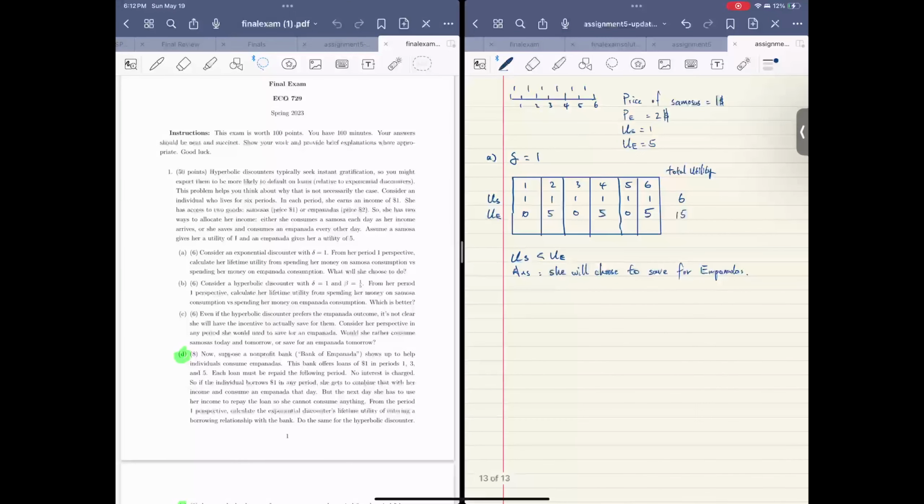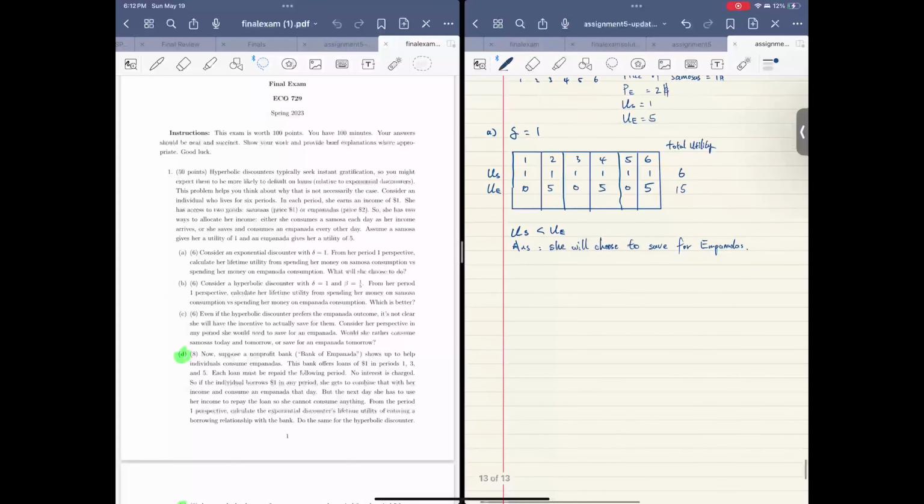Any question on A? Okay, let's keep going with B. Consider a hyperbolic discounter with delta equals 1 and beta equals 1/5.